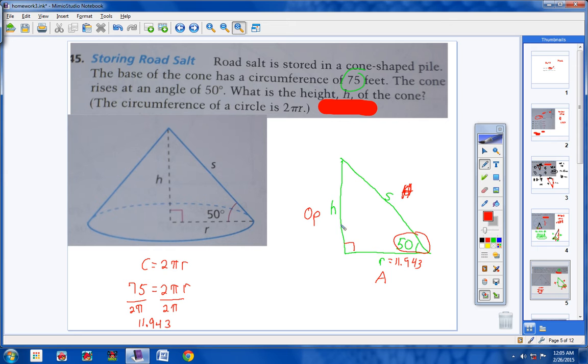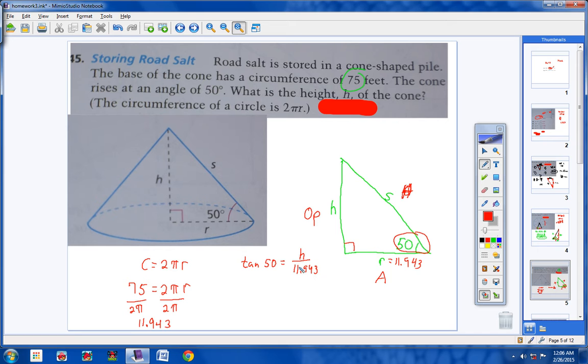So I'm looking for the height. So I want to use this side. I know the length of r, so I'm going to use this side. So I'm using opposite and adjacent. That's going to be tangent. So I'm going to use tangent. Tangent of angle what? 50 equals opposite over adjacent.